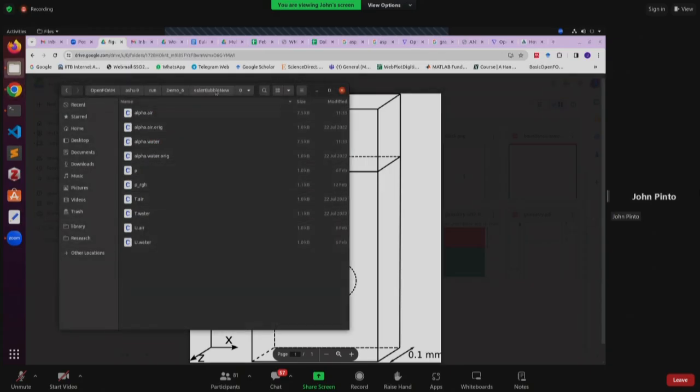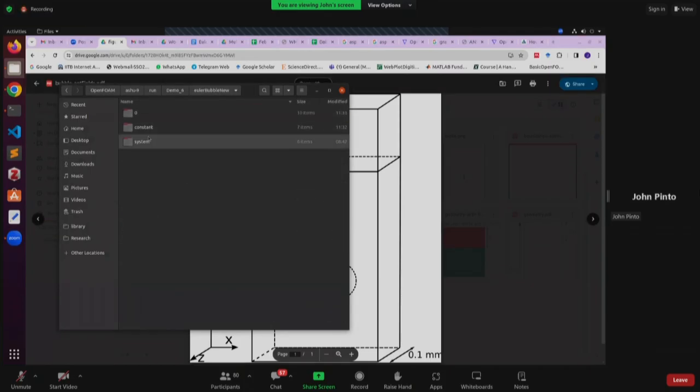Now, blockMesh is the same as what we have seen yesterday. p_rgh and U values also remain the same. Now, what is different in this case as compared to the previous one is that in the constant directory, you have to specify something called phase properties.